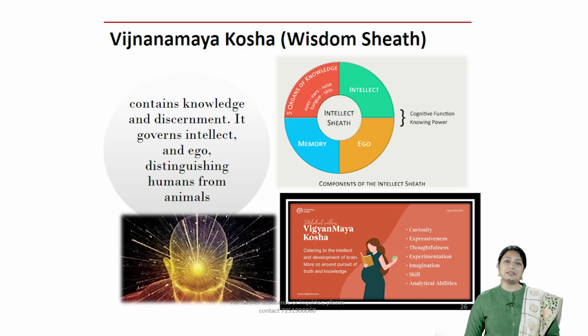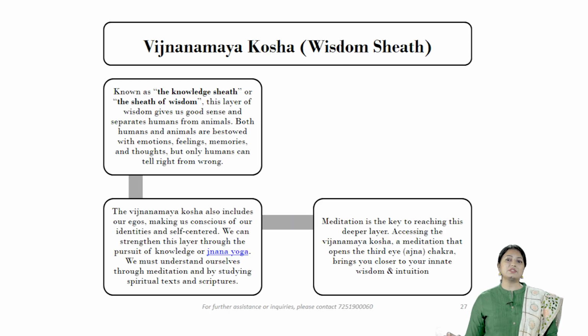Fourth sheath is the intellectual sheath, which is also known as Vijnanamaya Kosh. This sheath is also known as the knowledge sheath or the sheath of wisdom. This layer of wisdom gives us good sense and separates humans from animals. Both humans and animals are bestowed with emotions, feelings, memories and thoughts, but only humans can tell right from wrong. The Vijnanamaya Kosh also includes our egos, making us conscious of our identities and self-centered.